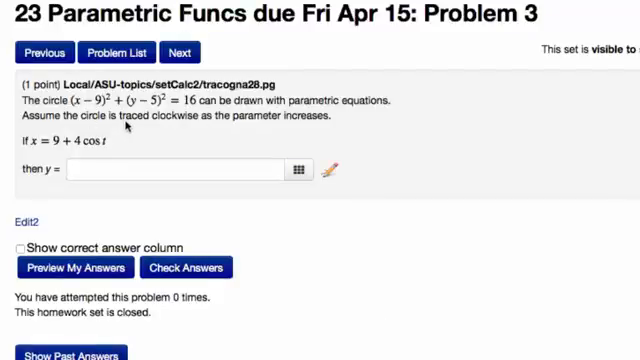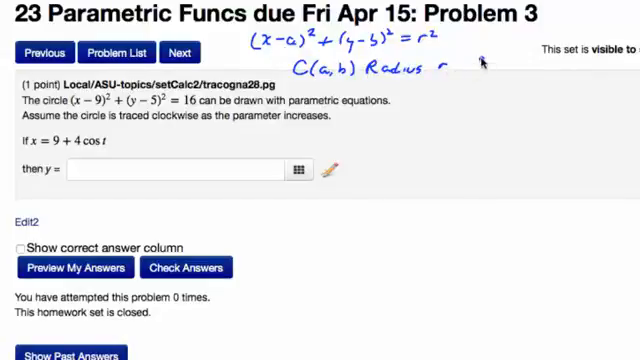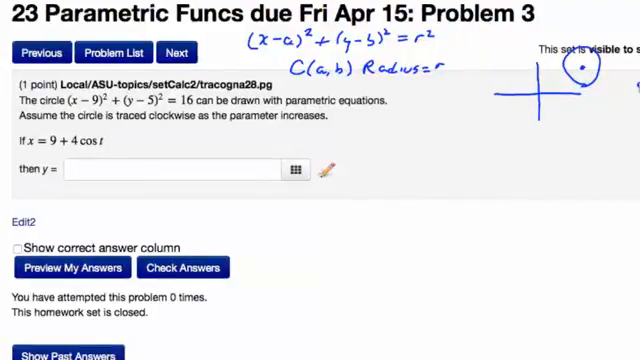Okay, so this is the equation of a circle. You may have had to brush up on this to do your homework. The center is (a, b), and the radius is r. So this circle has what center? 9, 5, and radius of 4. So it's not going to quite make it to the x-axis. So we got this circle at 9, 5, radius 4.